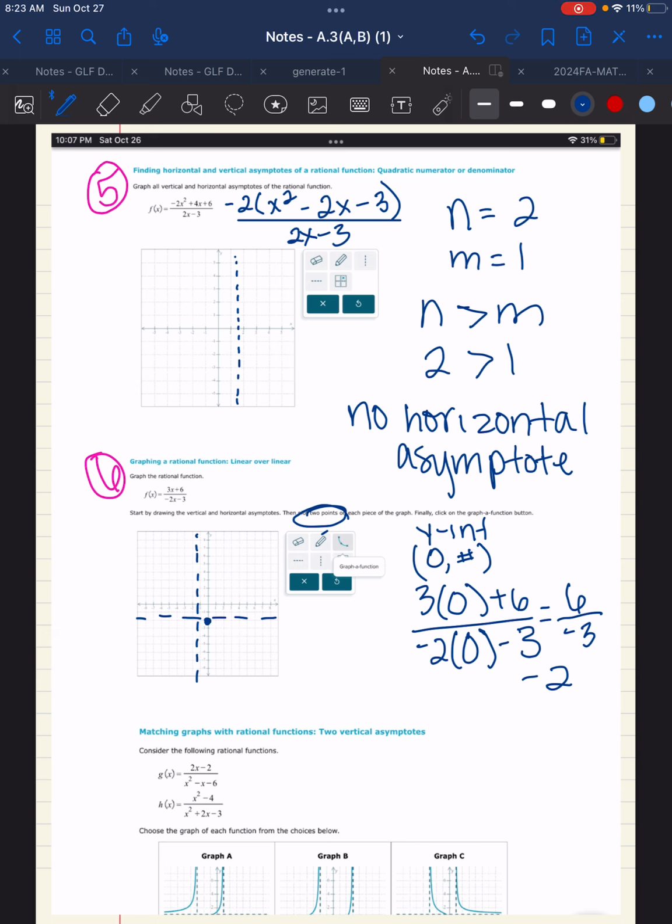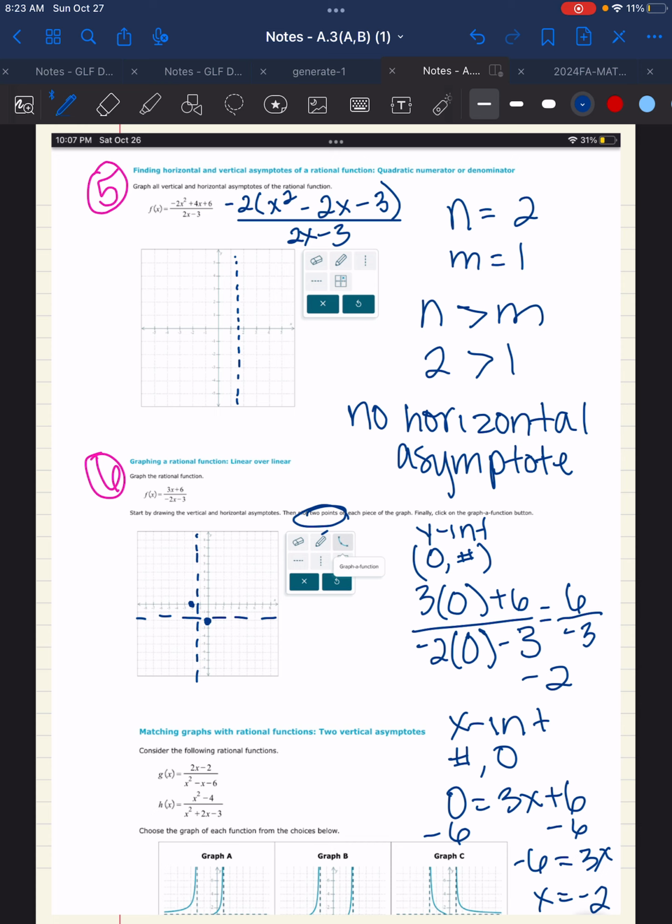Let's find your x-intercept. That means that y has to be 0 for you to find some number. So here we go. 0 equals 3x plus 6. We're using the top equation. We're going to subtract 6. Negative 6 equals 3x. X equals negative 2. Your x-intercept is negative 2.